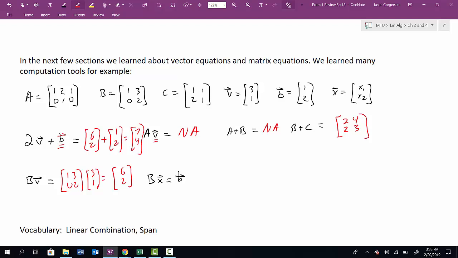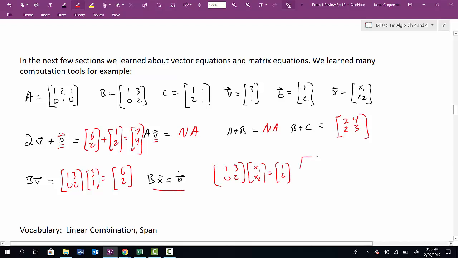Okay. All right, the last one's kind of a notational piece here. We have B, or capital B times X equals the vector B. If I wrote this out, it would look like 1, 3, 0, 2 times X1, X2 somehow equal to the vector 1, 2. It's like our matrix equation. The matrix times the vector 2 different ways.